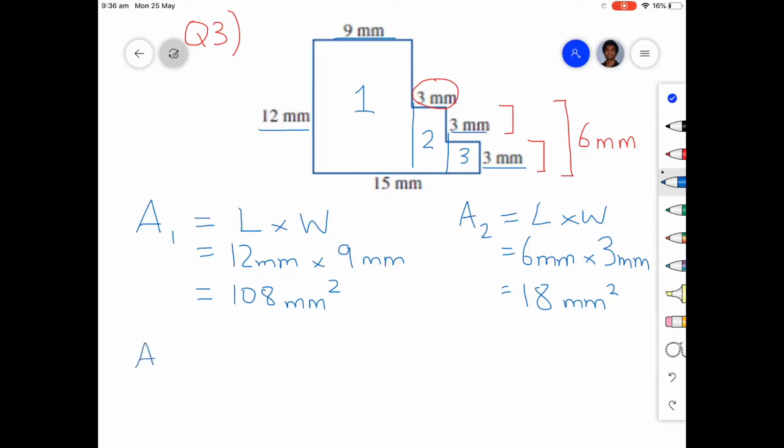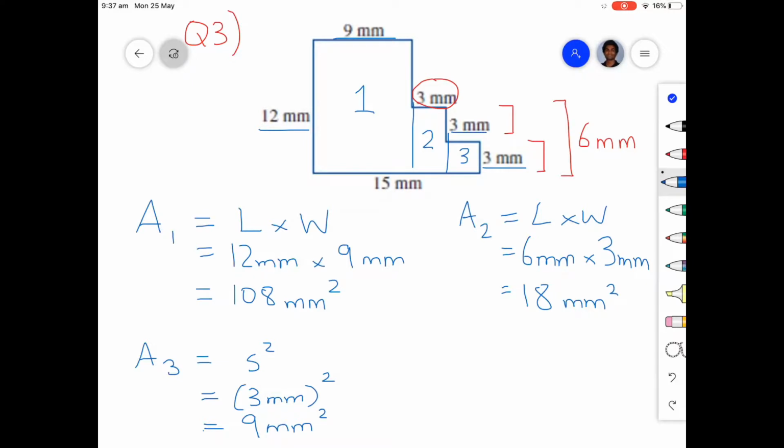Finally, our last shape, number 3, we already identified that that is a square. So we use our square formula, which was side squared. The side of that square is 3 millimeters. So 3 millimeters squared is 3 times 3, which is 9 millimeters squared.